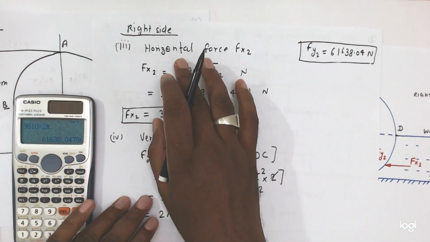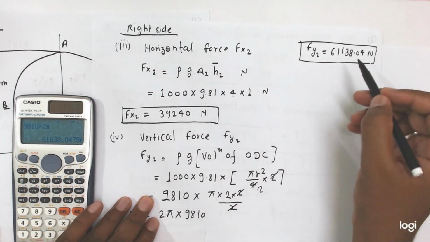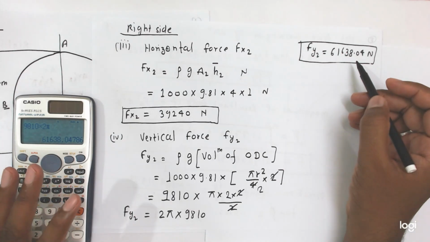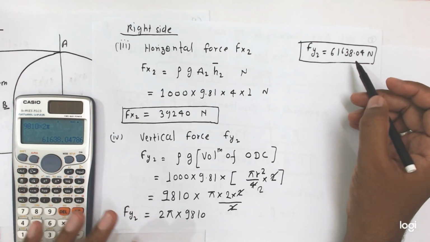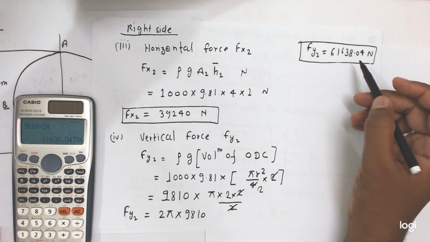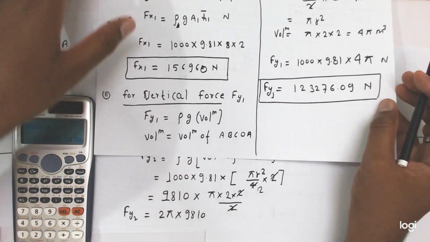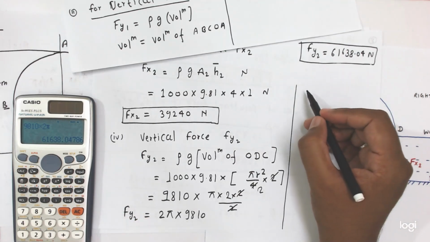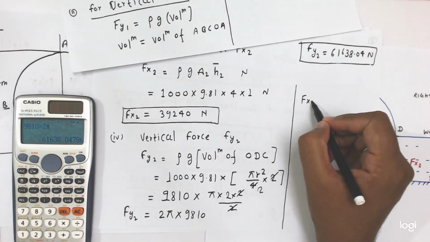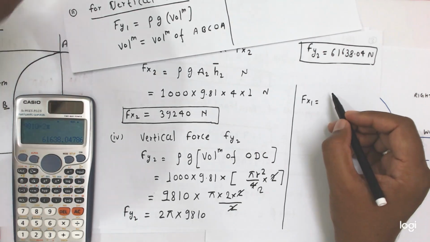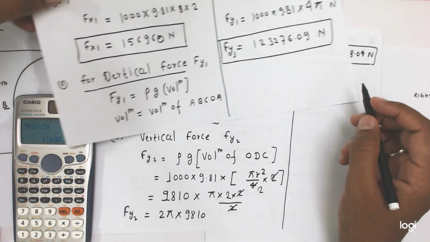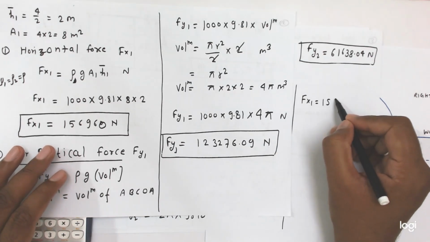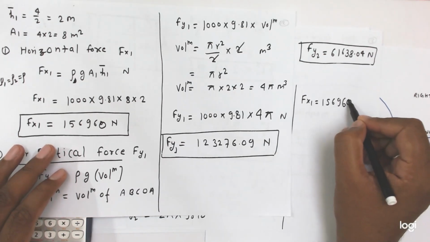Okay, friends. So here we calculated 4 parts. Right side also we calculated the horizontal component of force and vertical component of force, and left side also we calculated the horizontal component of force and vertical component of force. Now we will write all these forces at a point, so the calculation will be easy. Now this is Fx1, equal to 156960 Newton.